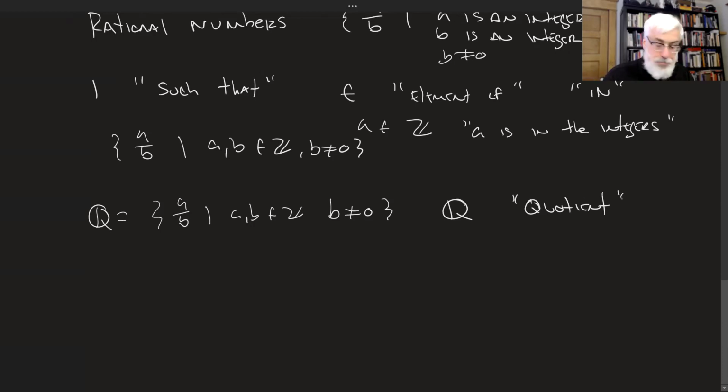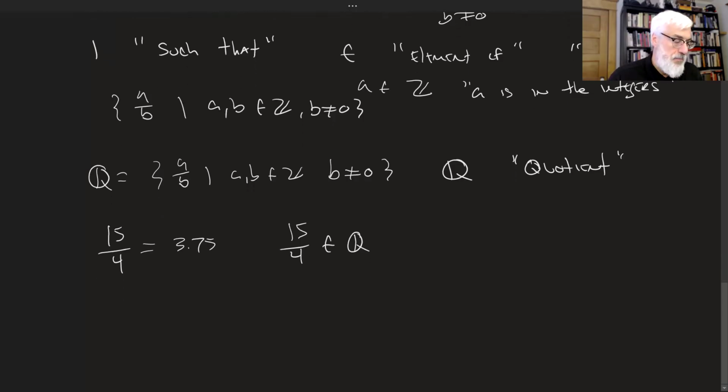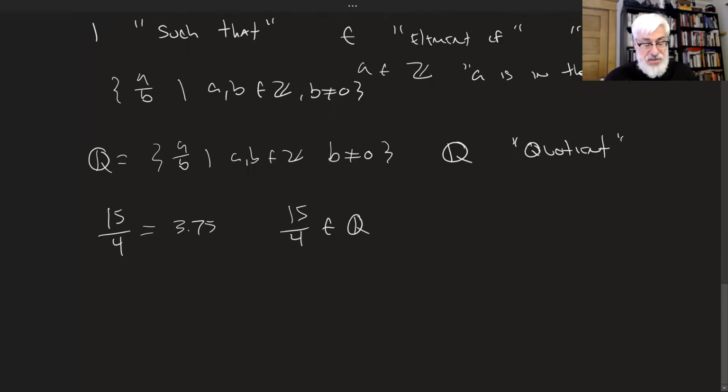Okay, a little bit of explanation of what this means. If I have 15/4, 15/4 is a fraction. In fact, 15/4 is 3.75. We say 15/4 is a rational number. It's in Q. Notice that I can write it as a decimal. What's important about this decimal is we say this decimal terminates. It stops. It's 3.75, that's it.